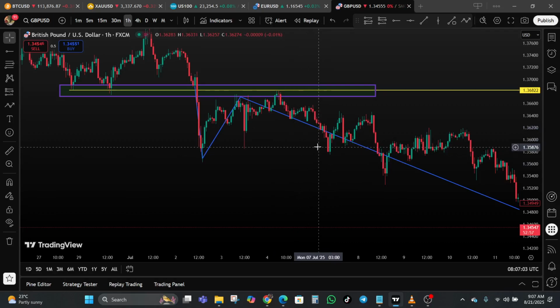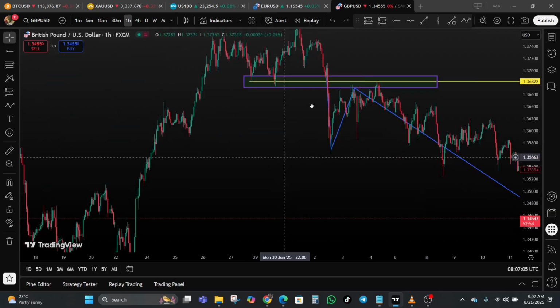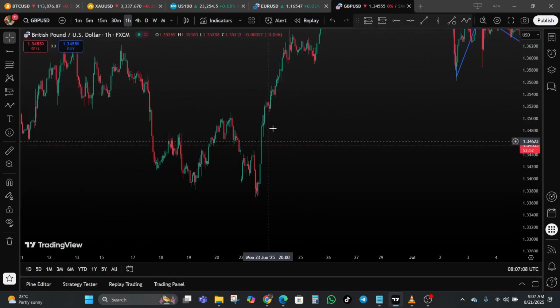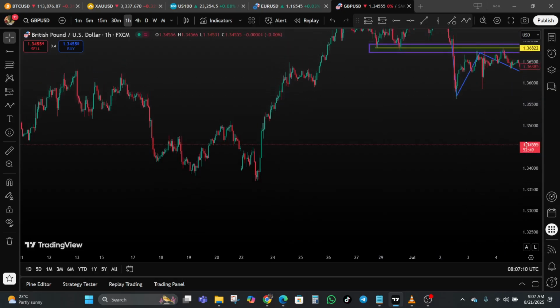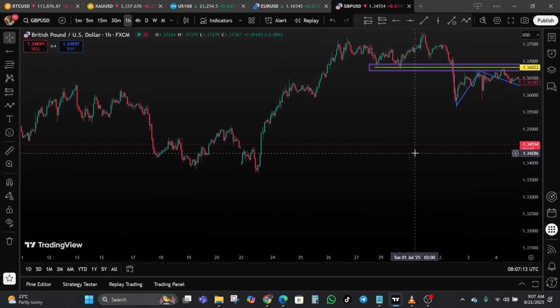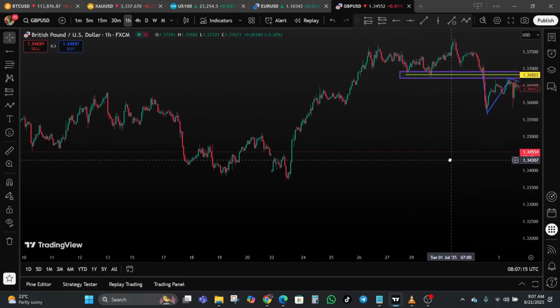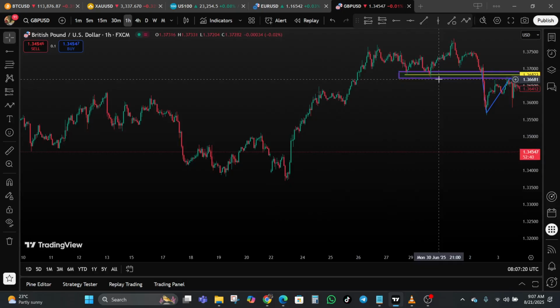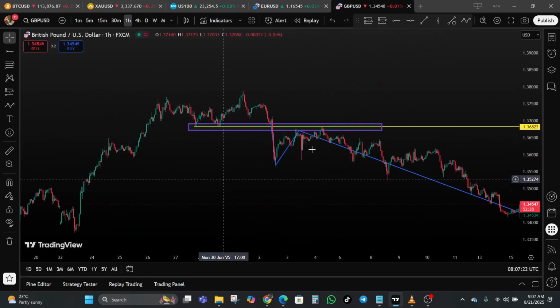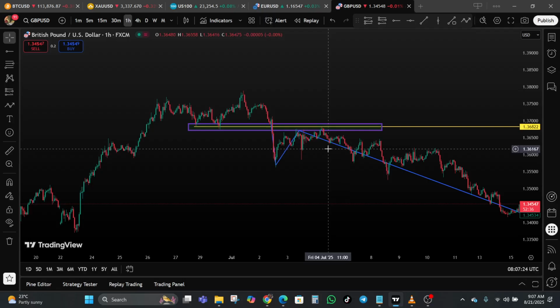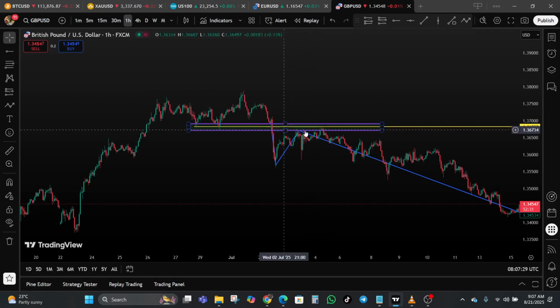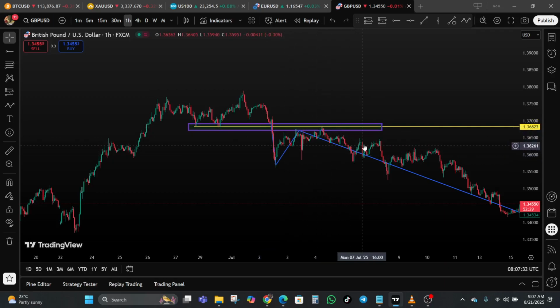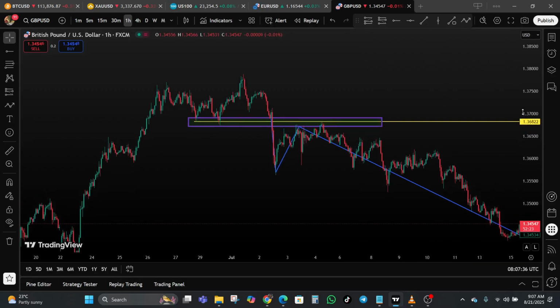It is important to note that propulsion blocks work best when combined with market structure. For example, if the market is trending upward, you look for bullish propulsion blocks as continuation zones. But if the market is trending downwards, bearish propulsion blocks become your areas of interest. By aligning propulsion blocks with the overall structure, you gain clarity on which moves to focus on.